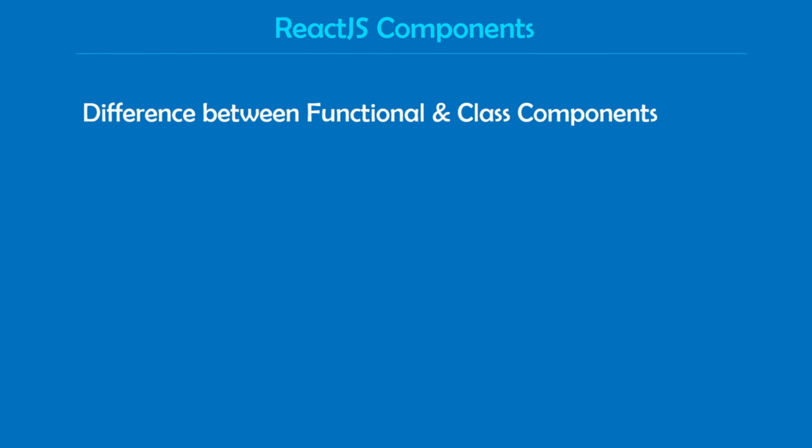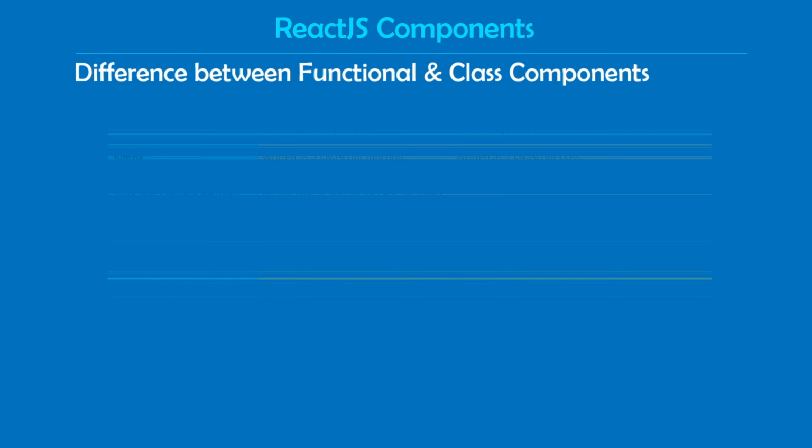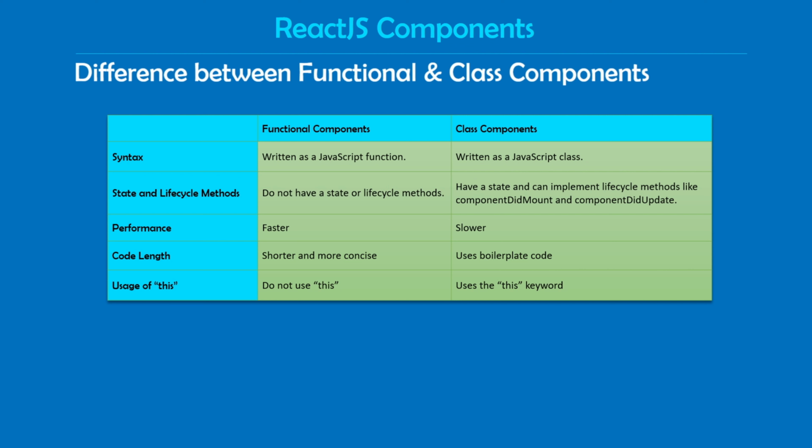Functional components are written as JavaScript functions. Class components are written as JavaScript classes. Functional components do not have a state or lifecycle methods. Class components have a state and can implement lifecycle methods like componentDidMount and componentDidUpdate.